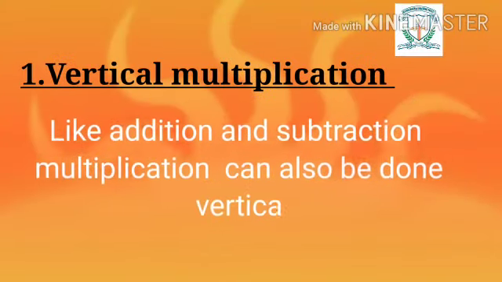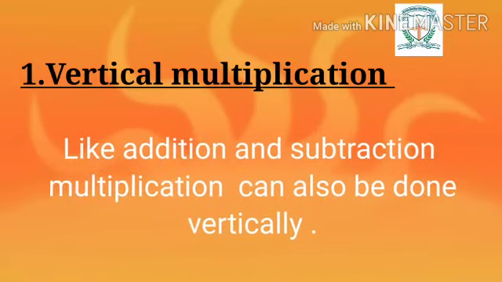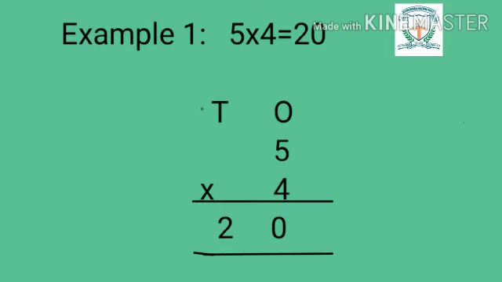Like addition and subtraction, multiplication can also be done vertically. Let us solve few example problems. First example, 5 multiplied by 4 is equal to 20. Here 5 is a one-digit number and 4 is also a one-digit number. To multiply vertically, first let us arrange them according to their places. Since 5 and 4 are one-digit numbers, we write them in one's place, one below the other.